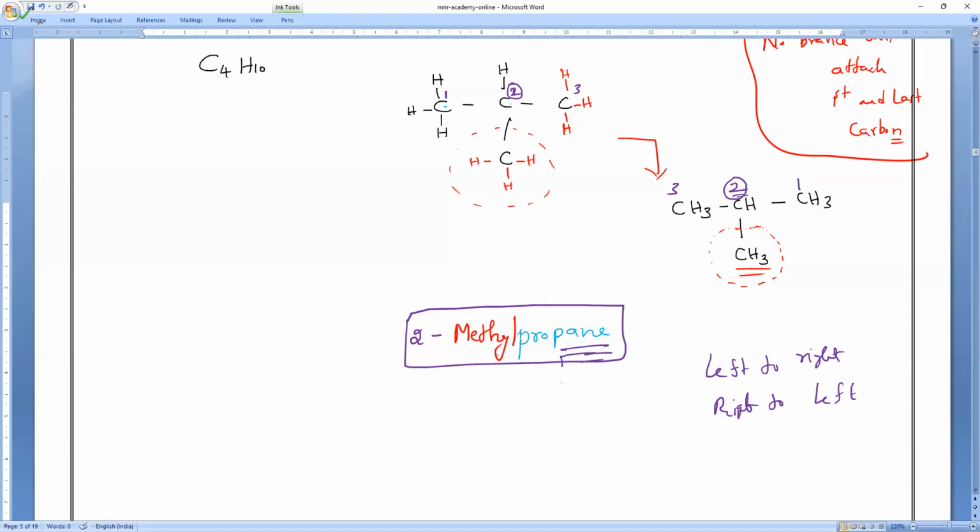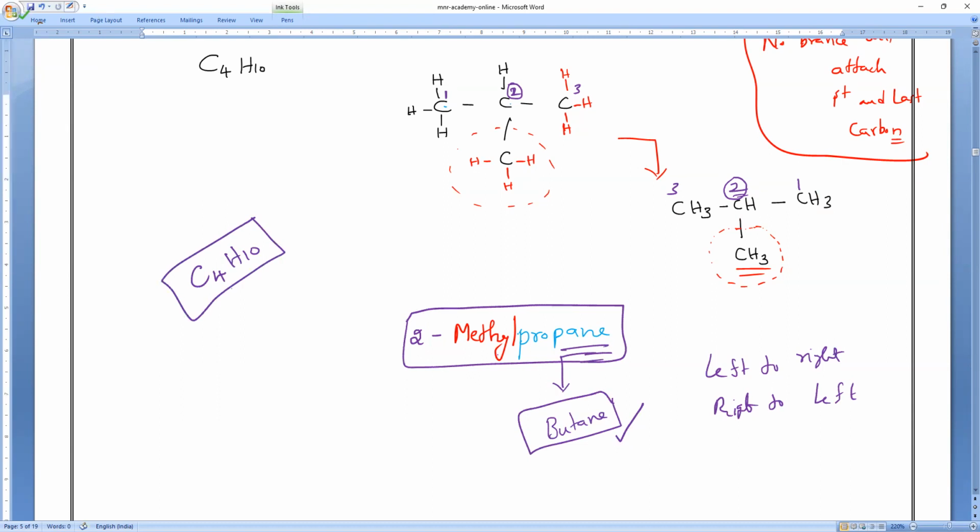2-methyl propane, what can we call it? Butane. That is C4H10. Same chemical formula, but different structures and different properties, which we used to call something. Anybody can tell? Isomers.